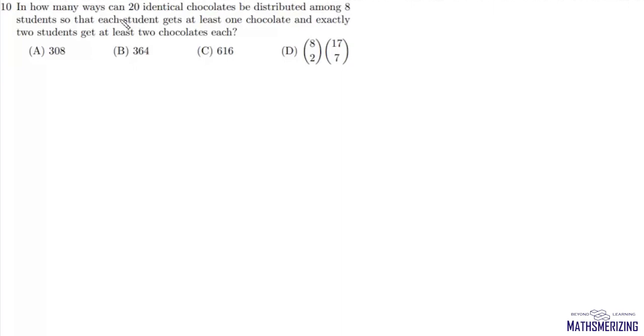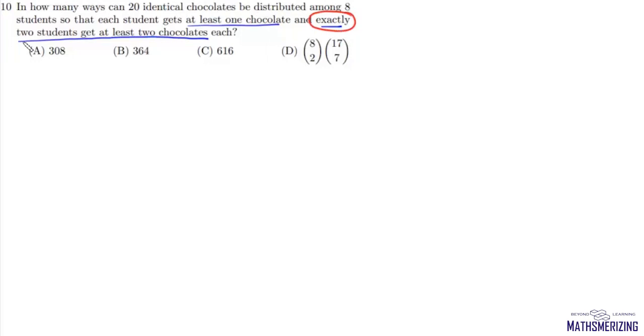Now here the question is, in how many ways can 20 identical chocolates be distributed among 8 students so that each student gets at least one chocolate and exactly 2 students get at least 2 chocolates each? Now when at first I solved this question, I thought it was about selecting 2 students which will get 2 or more chocolates, and the remaining students will get at least 1 chocolate. But by doing so, I missed this keyword, exactly 2 students, and it was brought to my notice by one of the viewers, Sayan Kumar Mukhopadhyay. And then I realized there is a catch in the problem.